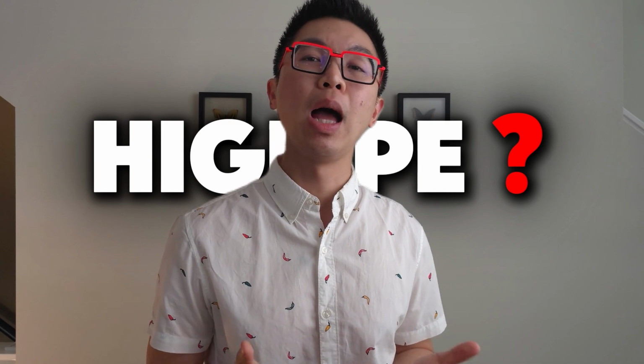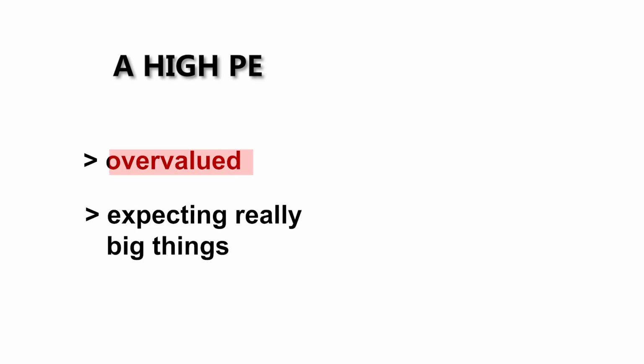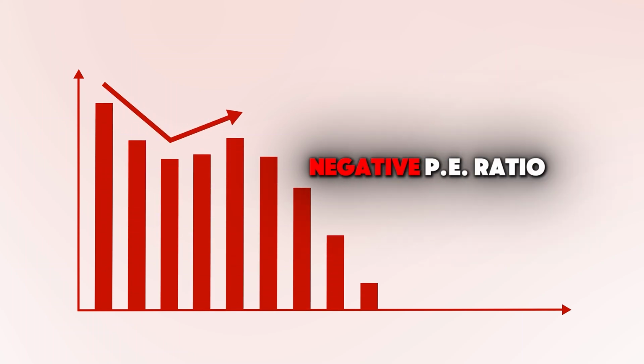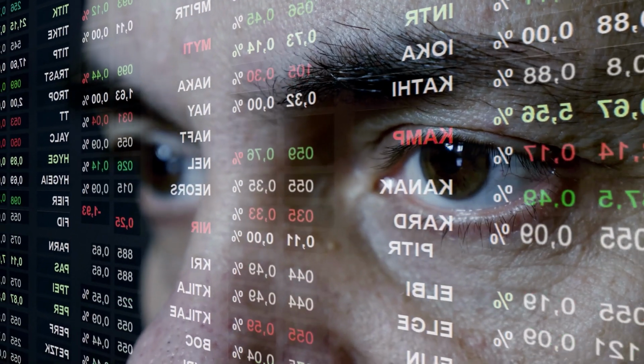But let's keep it real. No metric is perfect. A high PE could mean a company is overvalued, or it could mean investors are expecting really big things. A low PE ratio might mean it's undervalued, or it could also be a value trap, a stock that looks cheap, but it's actually on its way down. And then there's a negative PE ratio, which happens when a company isn't profitable. In these cases, the PE ratio isn't much help, and you might want to look at other metrics like the price to sales ratio. We'll dive into that in another video.